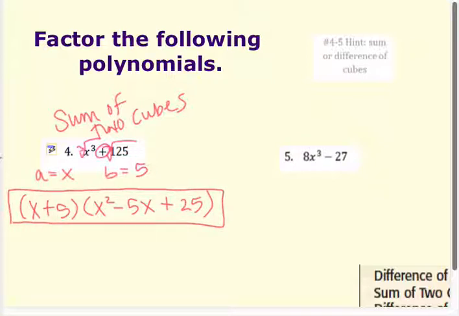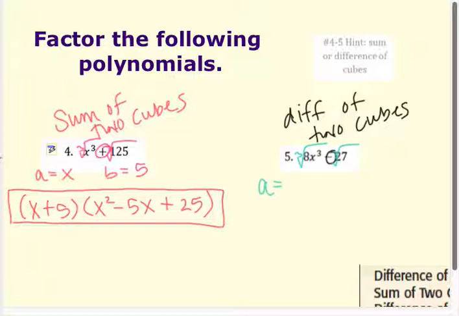Now I go ahead and I look at 5. It's a subtraction sign, so this is the difference of two cubes. You can look at your table above and see that. Once again, I would recommend figuring out what a is and what b is. So I take the cube root of each piece. My a: the cube root of 8 is 2, and the cube root of x cubed is x. And then my b will be the cube root of 27, which we know is 3, because 3 times 3 times 3 is 27.